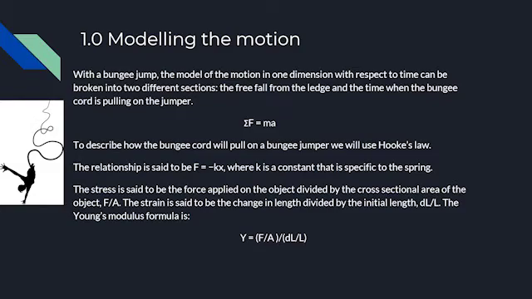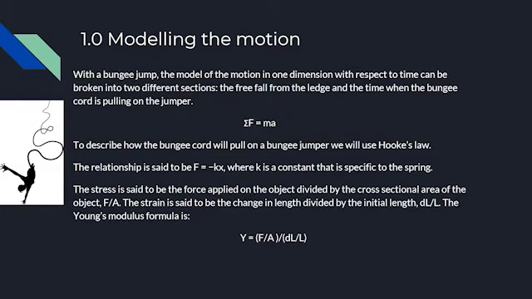The formula is total force equals mass times acceleration. To describe how the bungee cord will pull on the bungee jumper, we will use Hooke's law, because the relationship is said to be F equals negative kx, where k is a constant that is specific to the spring.